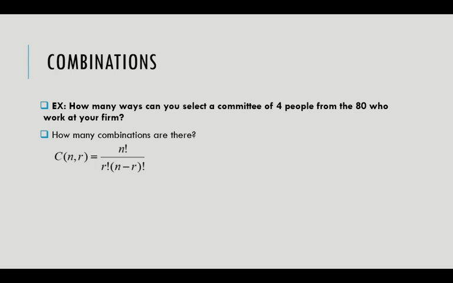So we've got our equation again, and we know that N is 80. It's the total number of options. R is the size of the combinations. We're going to have 4 people. So 80 factorial divided by 4 factorial multiplied by (80 minus 4) factorial. Well, plug it into your combinations calculator or in Excel, and you get that there's 1,581,580 different combinations. So, that's interesting.